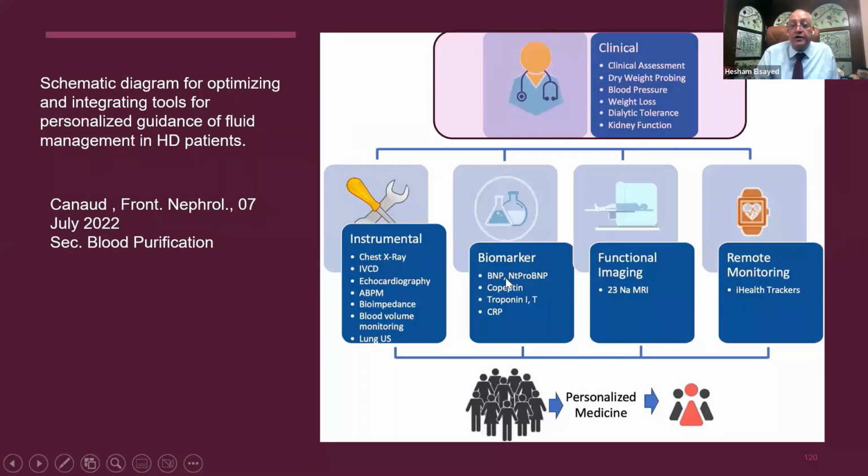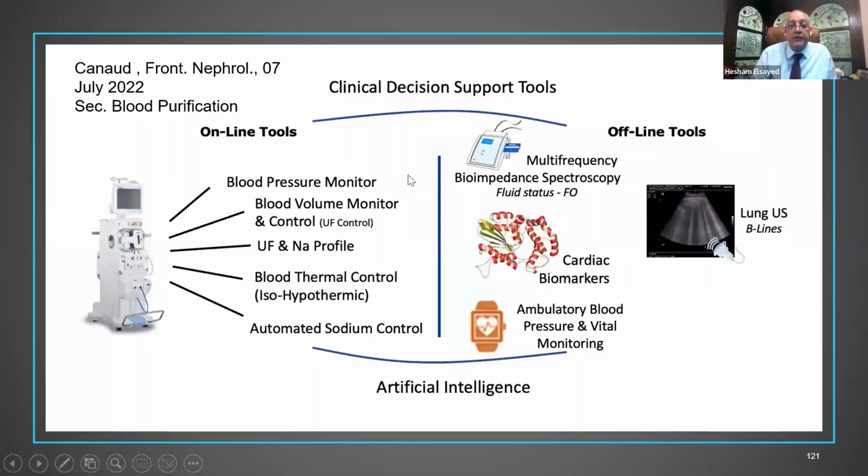You can use biomarkers in research. We cannot use these biomarkers in routine use. We can use instrumental tools as well in selected patients, like inferior vena cava diameter, chest X-ray, ultrasound of the pulmonary. And you can use functional imaging like sodium, it is in the research field, and then personalization. Use online tools or offline tools like bioimpedance, cardiac biomarkers, and bilateral blood pressure changes.